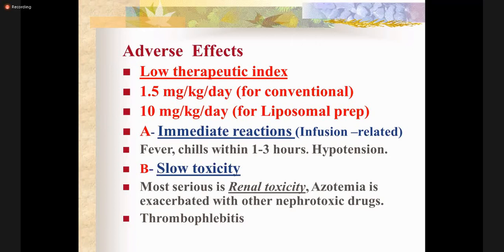This drug is most toxic to the kidney, so it's called renal toxicity. Azotemia, which is increased nitrogen in the body, since the function of the kidney is to eliminate nitrogen from the body, is exacerbated with other nephrotoxic drugs. So you have to be careful while giving amphotericin B to a renally compromised patient. You have to take a good history. In the case of patient renal failure or CRF, chronic renal failure, amphotericin is not a good choice as an antifungal drug.